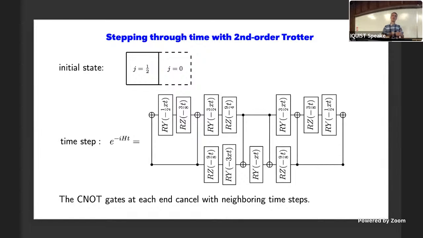We did that on purpose because if you have 2 or 3 or 4 time steps back to back, then you'll have these 2 C-NOT gates right beside each other and they'll cancel away. That's nice because the C-NOT gates are the noisiest gates on these quantum computers, and you want as few of them as possible.